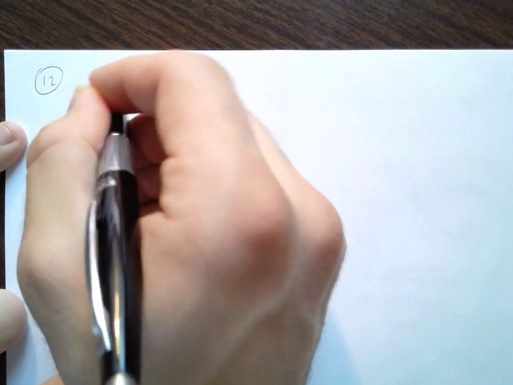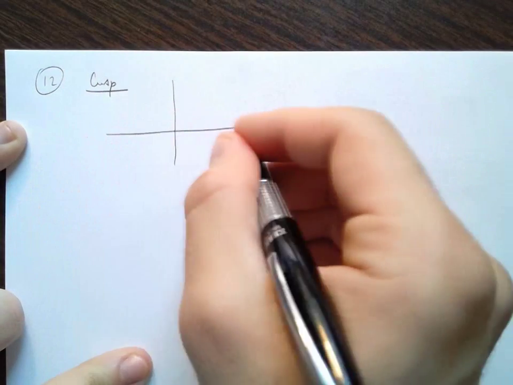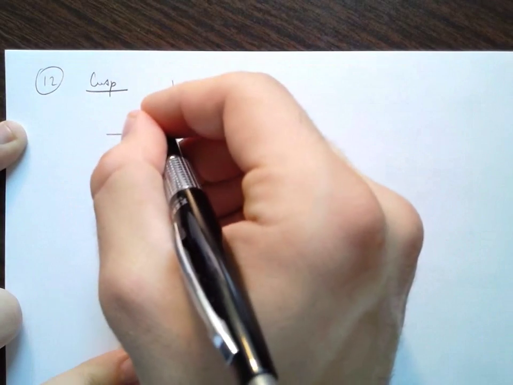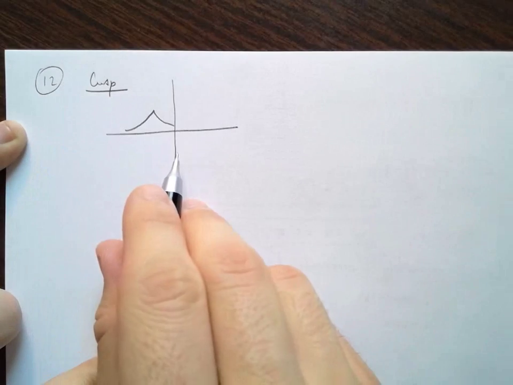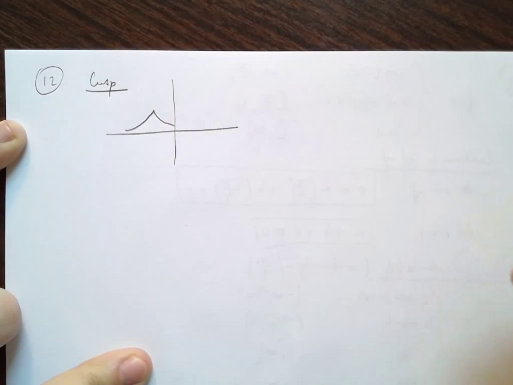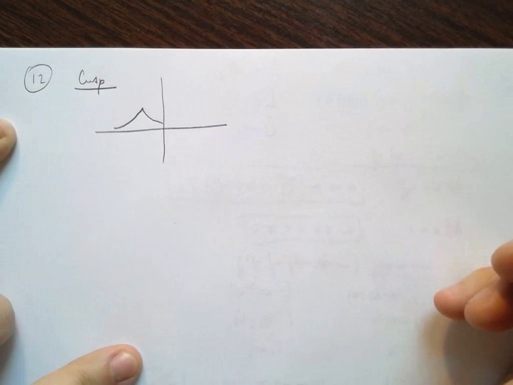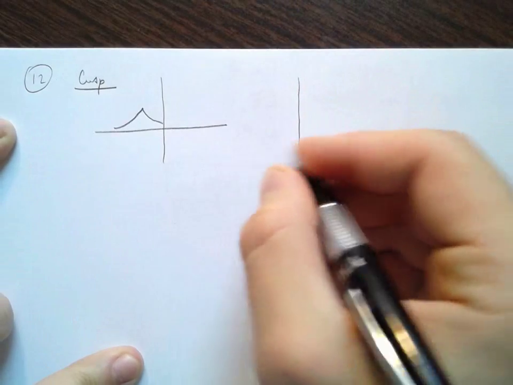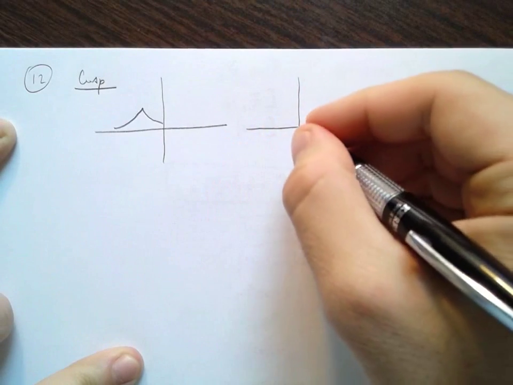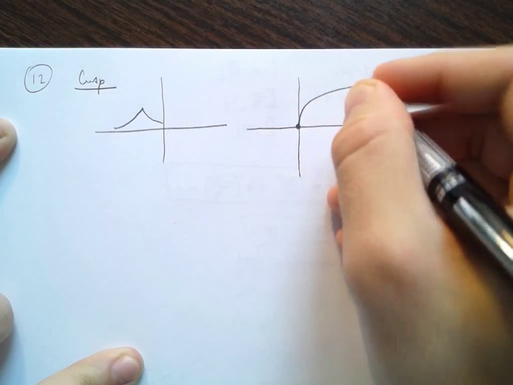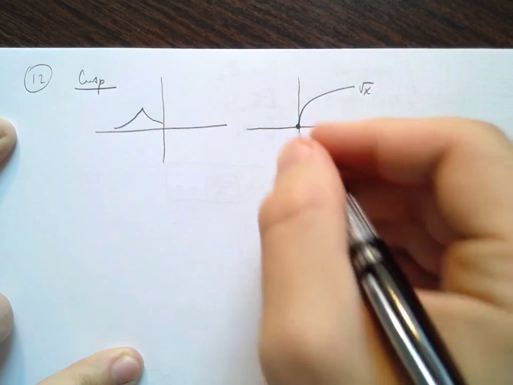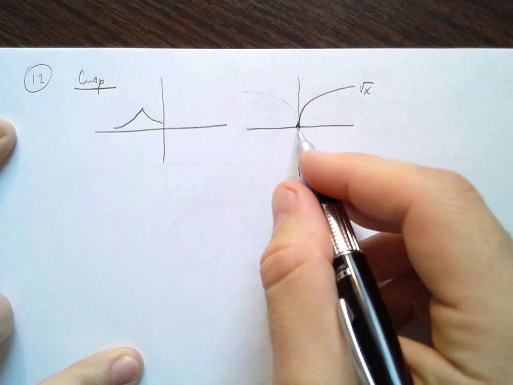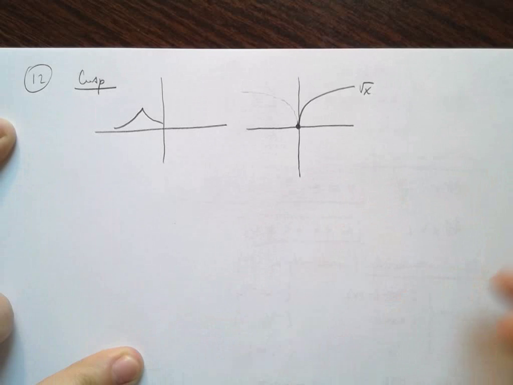So for the cusp part, basically what that should look like is it should still be continuous, but it should have a sharp corner like that, right? And let me think, how can we do that? One way I can think of doing it is simply I can take a function like this, which is something like the square root of x, and I can take its mirror image, so then I obtain a cusp over there.